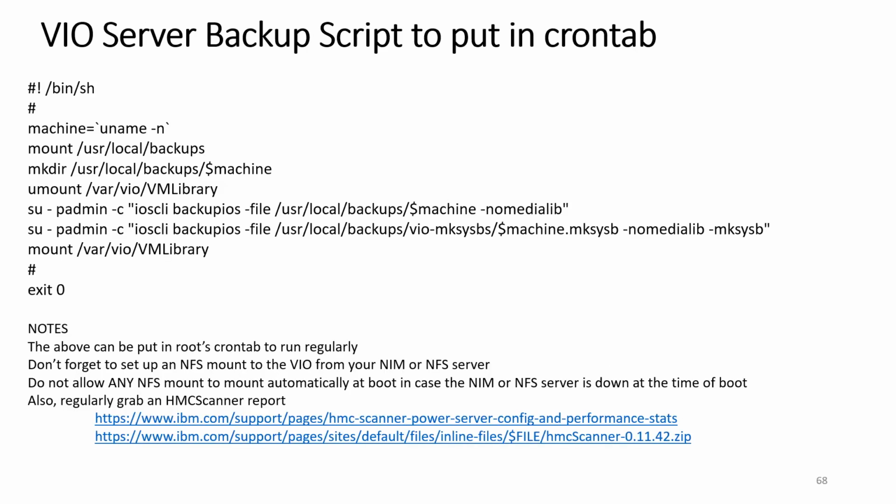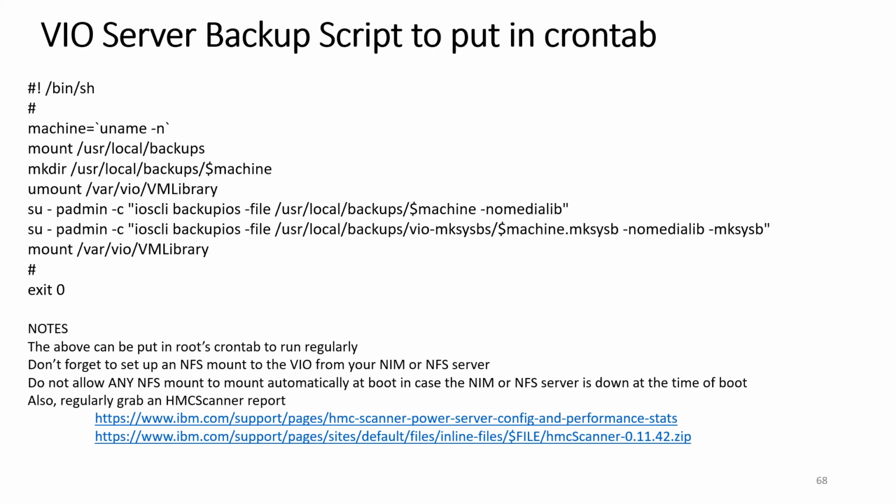This is a typical backup script that I throw into crontab. You'll notice that I unmount /var/vio/VMLibrary. Even though I'm specifying -nomedialib, I've had instances where it's tried to back up the media library as well, and since my media library tends to be rather large, I don't really want it backed up as part of my mksysb. So I unmount it before the backup, run my backups, and I run both kinds of backups. This first backup is the one that creates the NIM resources tar file, and the second backup is my proper mksysb.